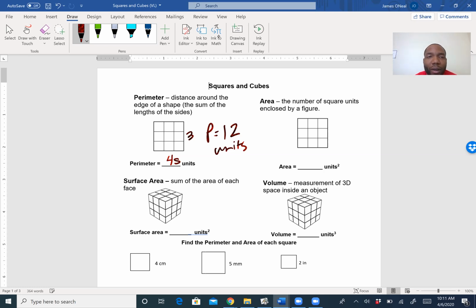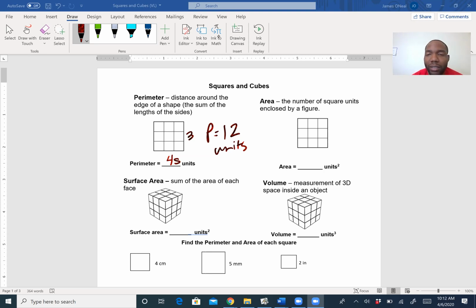All right, so chat, what's the area formula for a square? And don't use length times width, because that's the rectangle, and I don't want that one. Put in the chat, area formula for a square, using S for side.